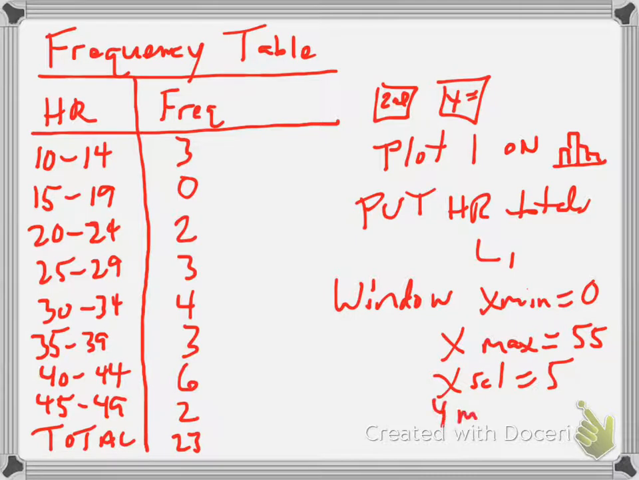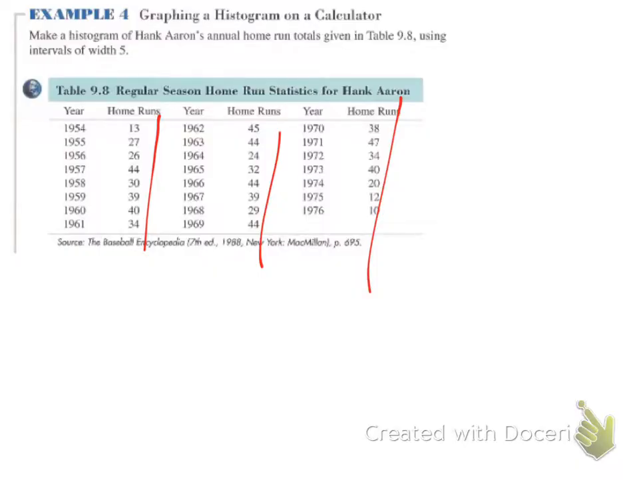Your Y min is -1 just so we can clearly see the histogram. And then your Y max is 7. Okay, because the highest frequency is 6, so you go a little bit bigger than that. Okay, and then you graph it, and then you'll see your histogram. Okay, so when you're doing a histogram, do a frequency table, and then follow those directions on the calculator. And that's it for 9-7.